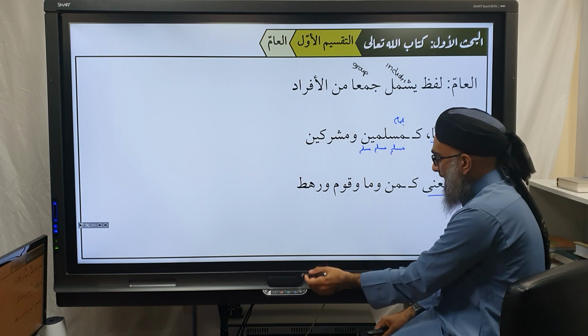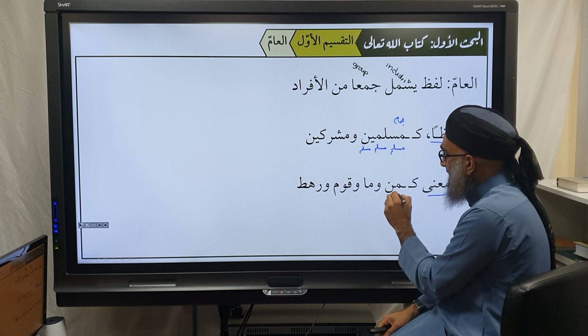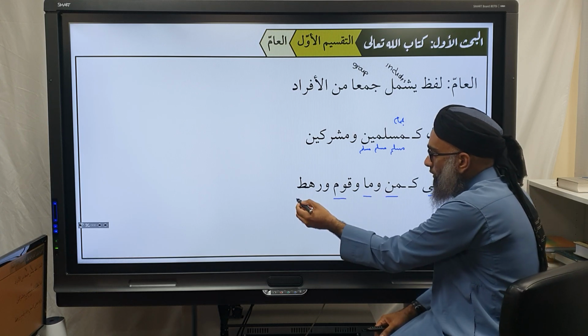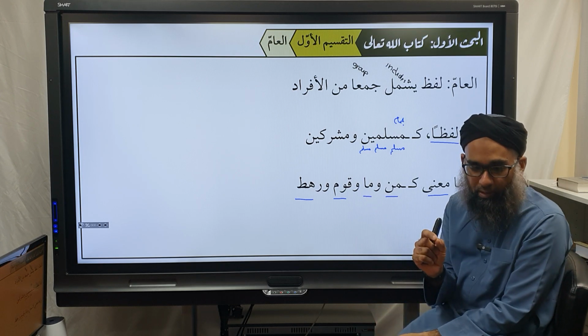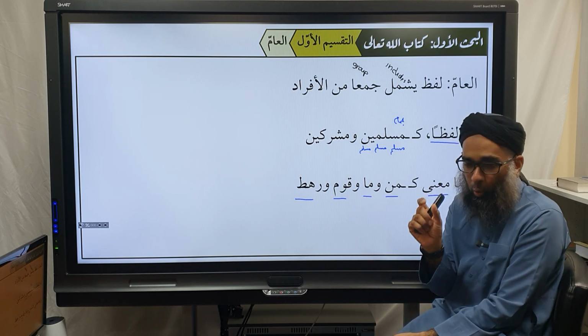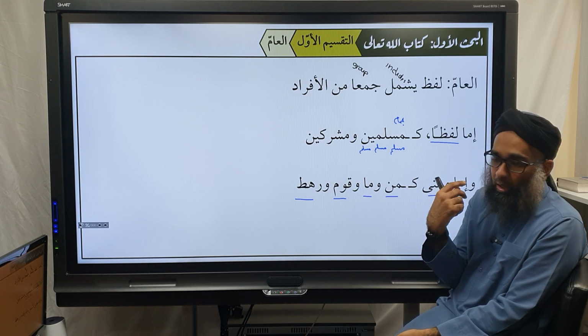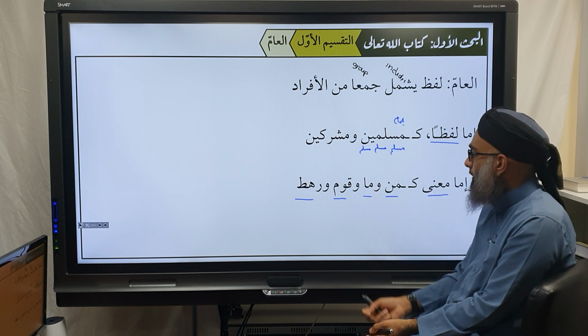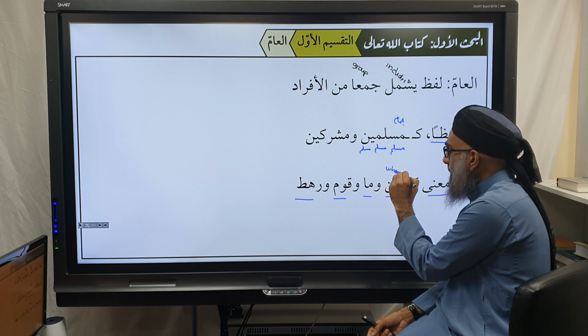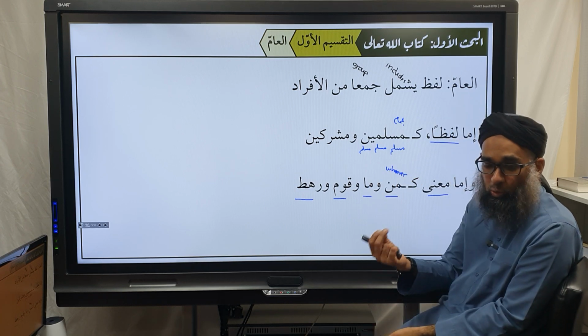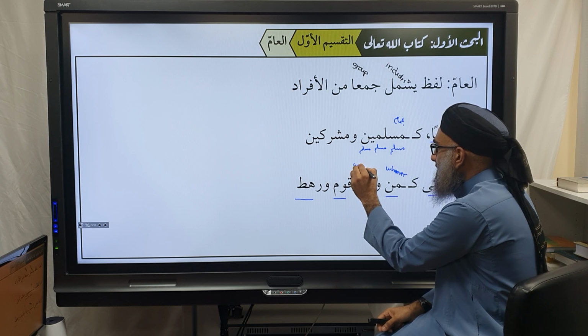Next, we have ma'nan. So you have man, you have ma, you have qawmun, you have rahtun. In these examples, we have words that are singular. By default, by lugha, by sigha, they are singular. However, the meaning that they denote is plural. So man is plural, whoever. There's no plural of man, but the meaning of man is whoever. The meaning of ma is whatever.